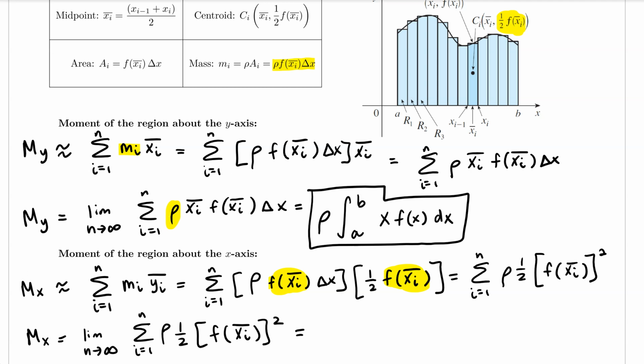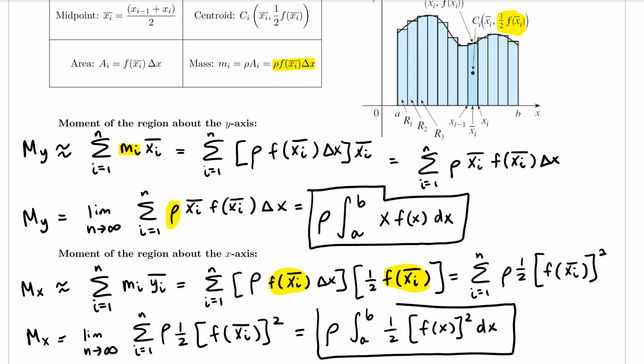And what happens is that this turns into a definite integral. Rho, again, is a constant, so I'll factor that outside of my definite integral. And then I have the integral from a to b of 1/2 times f of x quantity squared dx. So here we have the formula for capital M sub x, which is the moment of the region about the x-axis.